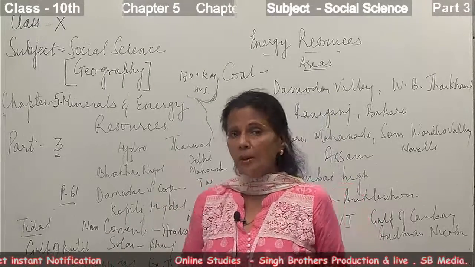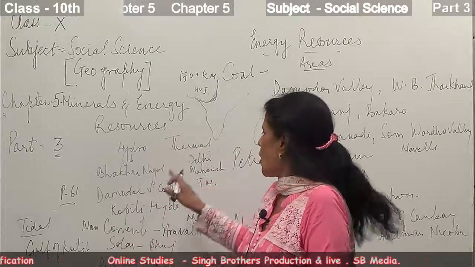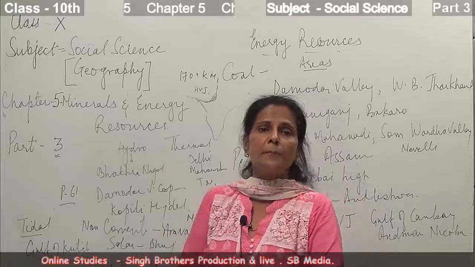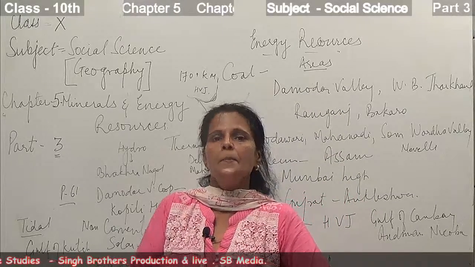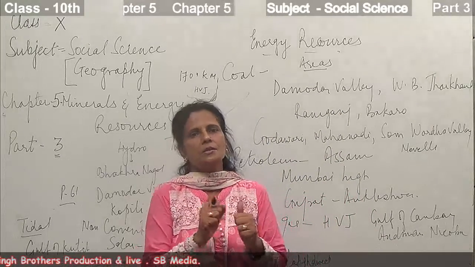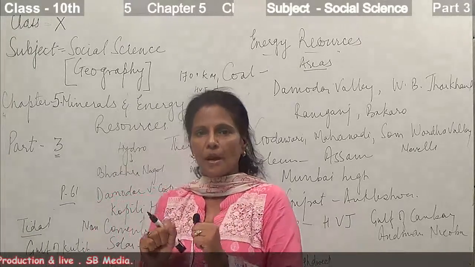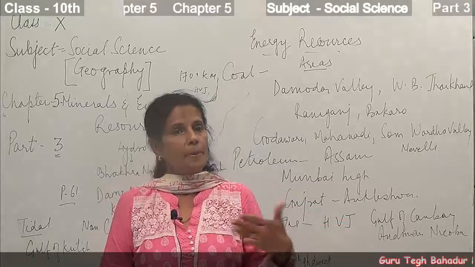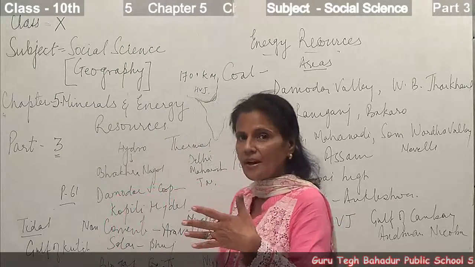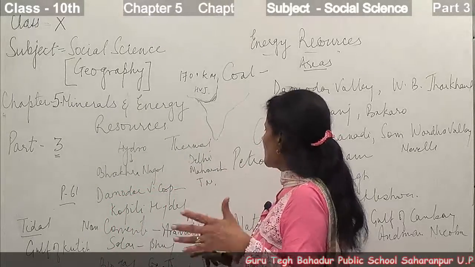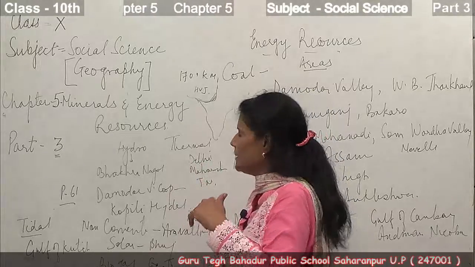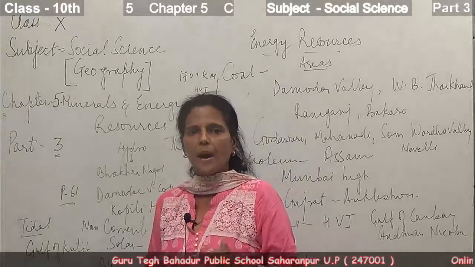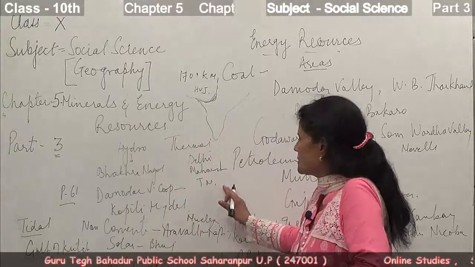Then there is thermal electricity or thermal power plants. More than 70% of India's requirement for electricity is fulfilled by thermal power plants, more than 70%. And they use fossil fuels: coal, petroleum, natural gas. Correct? So these thermal plants are located in different parts of India, Delhi, Maharashtra, Tamil Nadu, serving the people with thermal energy.